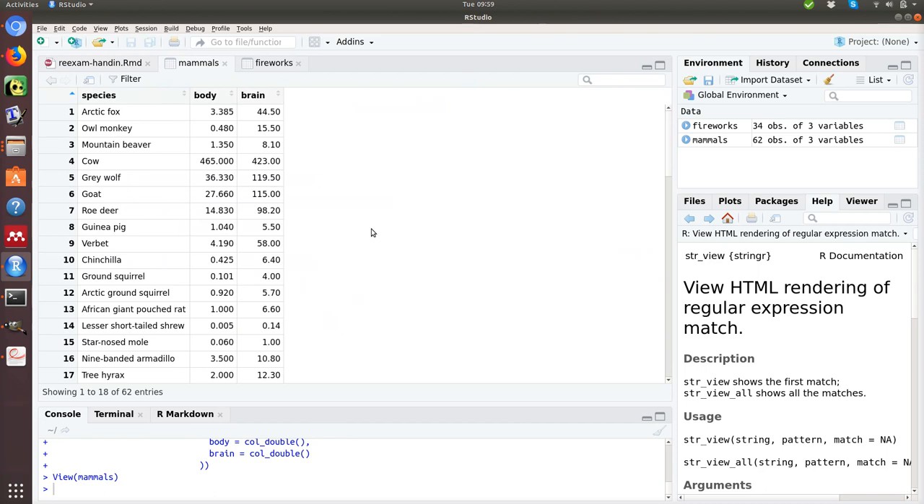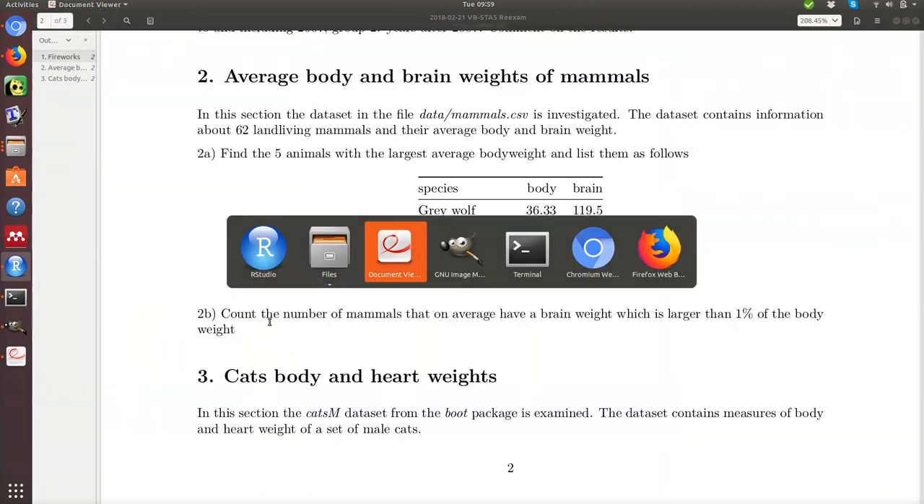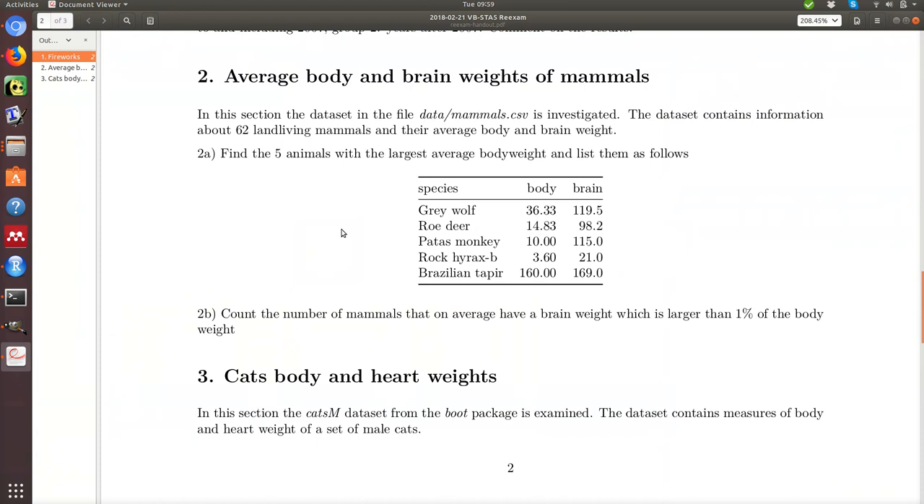One thing to consider is what the actual columns in this data set represent. Let's see if that's actually written. In the exercise, it just states that there are some data about the average body and brain weight. So let's see how this looks.